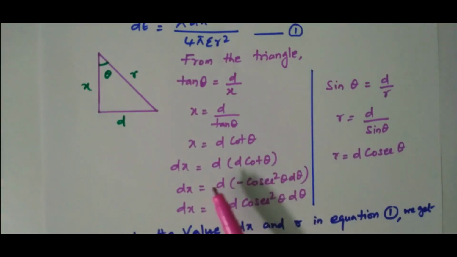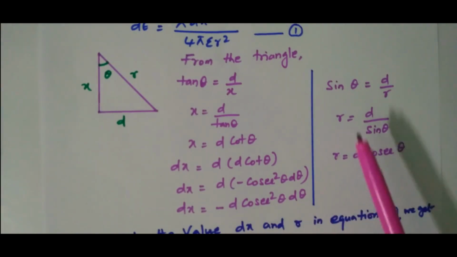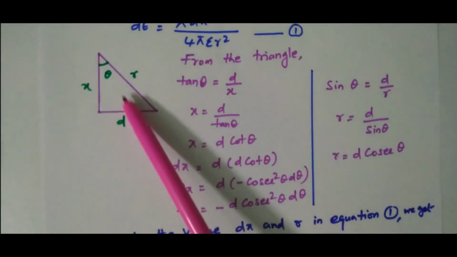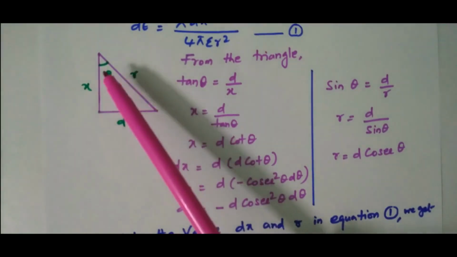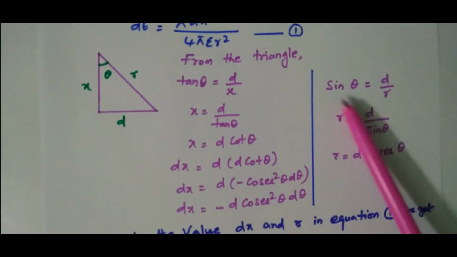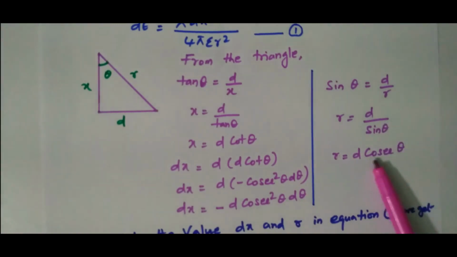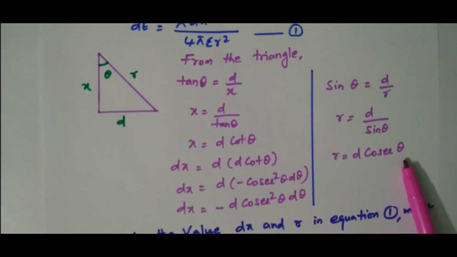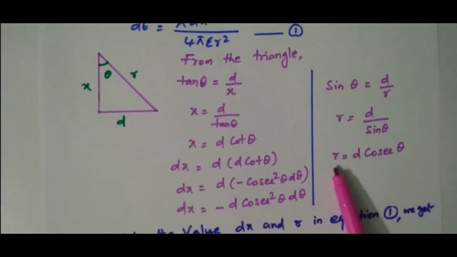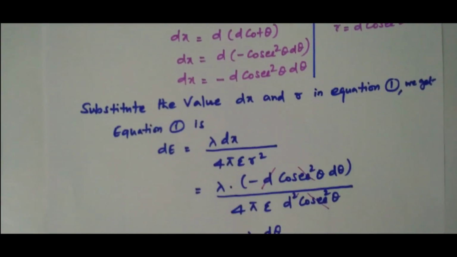But here what we need is dx, so differentiate on both sides. dx equals differentiation of d cot theta. The d is taken outside. Differentiation of cot theta is minus cosecant square theta d theta. Therefore dx equals minus d cosecant square theta d theta. Similarly, find sin theta. Sin theta means opposite side by hypotenuse, d divided by r. Cross multiply this, so r equals d by sin theta. 1 by sin theta is cosecant theta, so r equals d cosecant theta. Now we got the expressions for dx and r, so these two can be substituted in equation number 1.